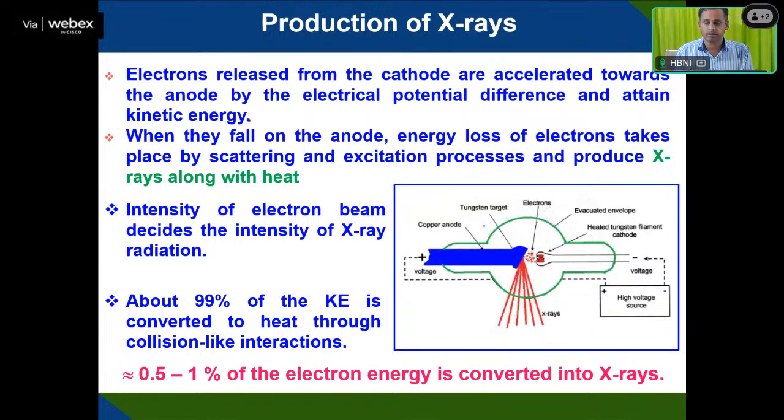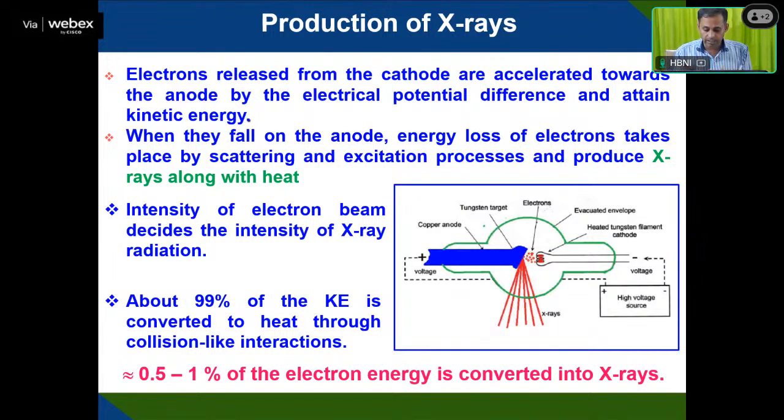The intensity of the electron beam decides the intensity of the X-ray. So the X-ray intensity depends upon the electron intensity. About 99% of the kinetic energy is converted into heat. Only 0.5 to 1% of the electron energy is converted to X-ray.